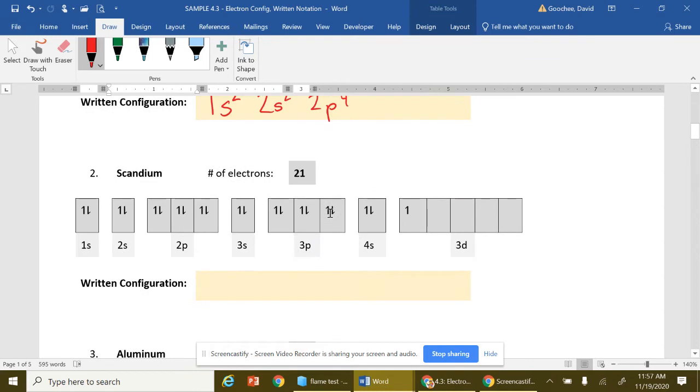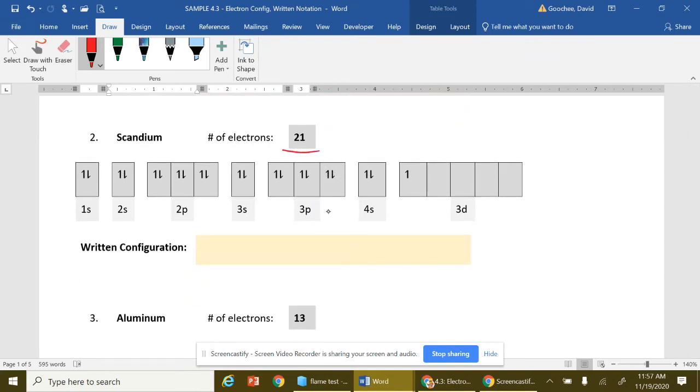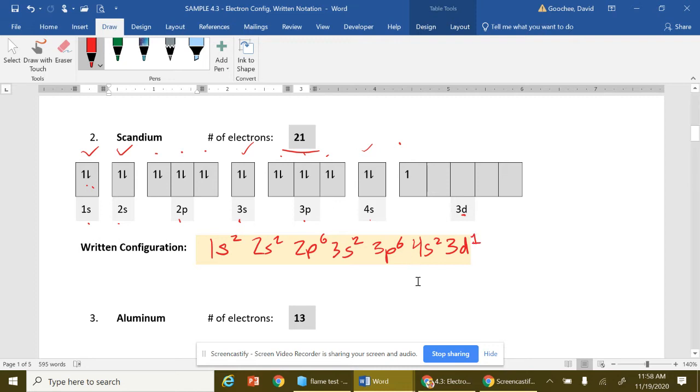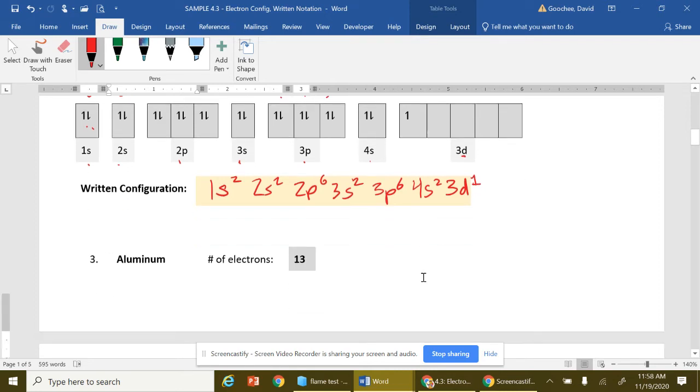Next up we have scandium with 21 electrons. This, you see, is the orbital notation with lines and arrows. 21 electrons have been placed. Let me do the written configuration. 1s2, 2s2, 2p6, 3s2, 3p6, 4s2, 3d, and there's only 1. Even though the 3d could hold up to 10, in this case, there's only 1 electron there. So that is the configuration.